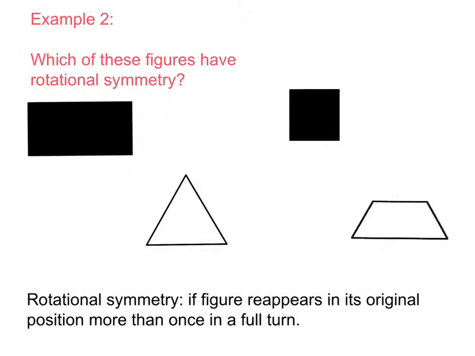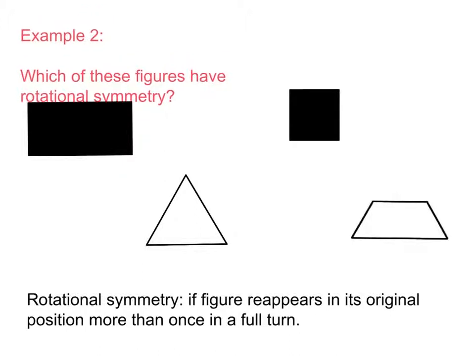Let's take a look at the square. The square, if we rotate it 90 degrees, has rotational symmetry there. Let's rotate it another 90. Rotational symmetry there. Rotate it another 90. Rotational symmetry. And to get back where we started, has the same. So our square has all 4 rotational symmetries.